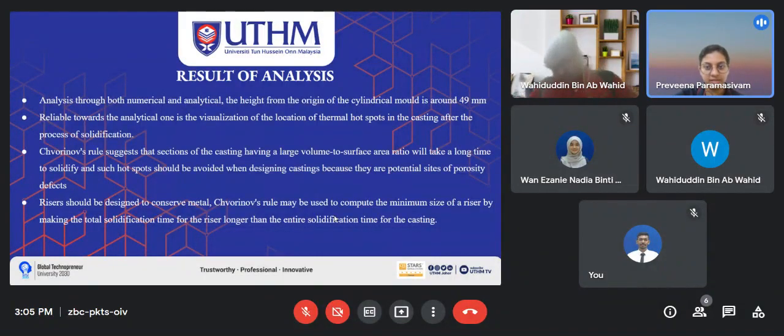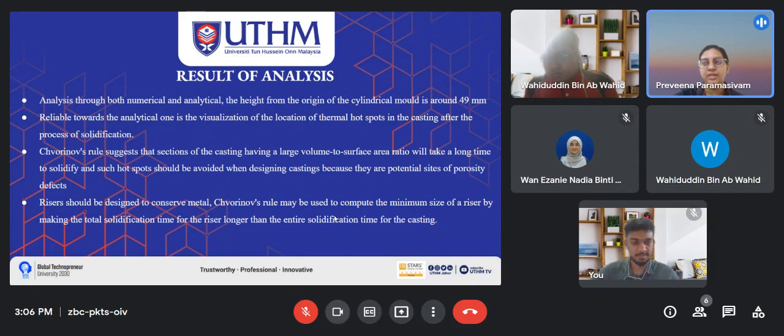From the above analytical analysis, the height from the origin of the cylindrical mold will be 48.99, which is approximately 49 mm, similar to the numerical analysis that was discussed by Nadia. So in that way, we can conclude that both analyses are acceptable, but the only element that makes the numerical one more reliable is the visualization of the location of the thermal hotspot after the solidification process. Because in real-life application, you wouldn't see the thermal hotspot since it cannot be seen, as it is happening inside the mold.